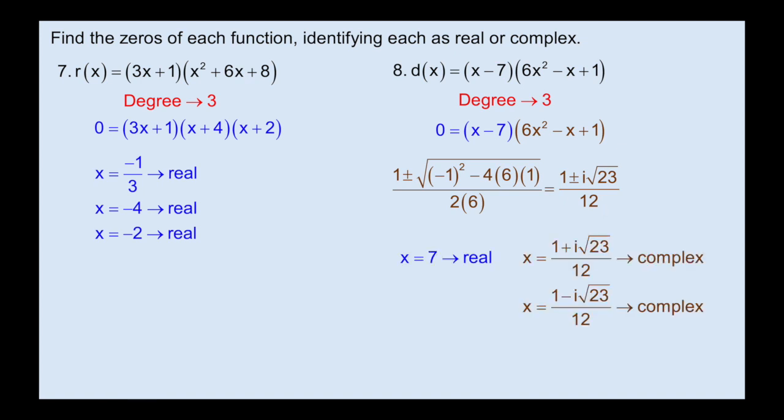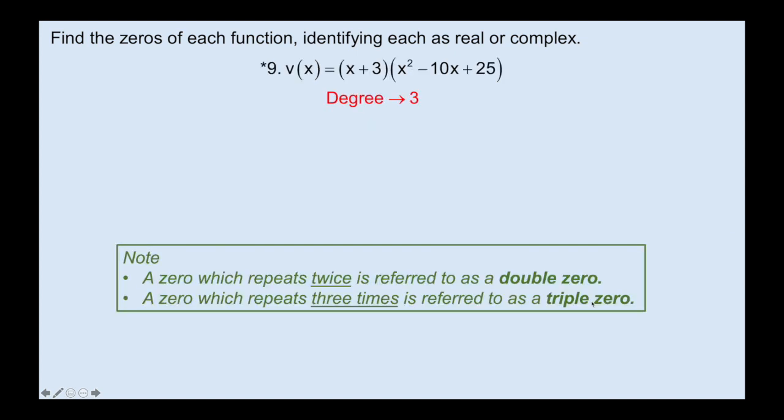So my final part here is then setting x minus 7 equal to 0, giving me positive 7. That's of course a real solution. And then what we got here is a pair of complex solutions. Take a look at number 9 and try this one. Again, we're expecting 3 answers.